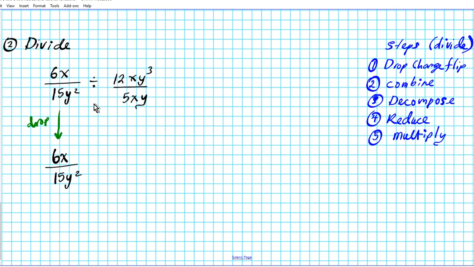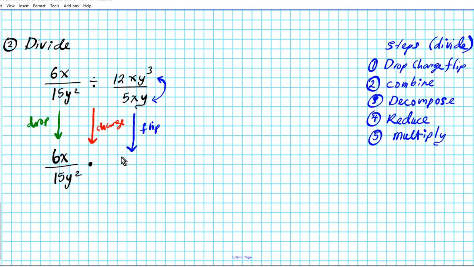And then you're going to change your division into a multiplication operation. So that's the change. Instead of divide, it is now going to be multiply. And then the last one, you are going to reciprocate or flip. Okay, so this one gets flipped. What does it mean to flip? The numerator goes into the denominator position, and the denominator goes into the numerator position.